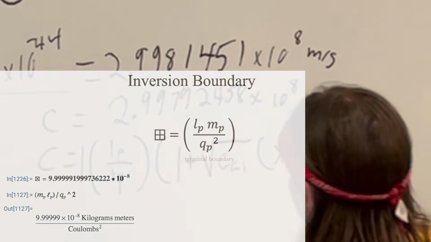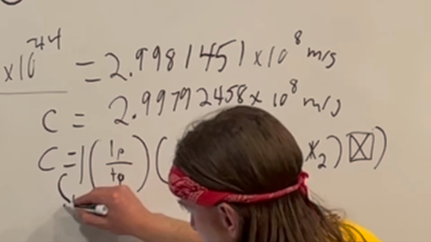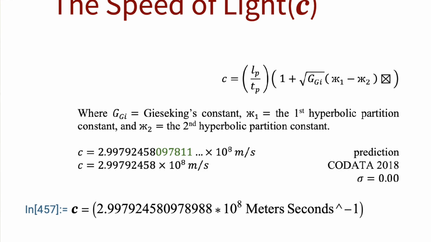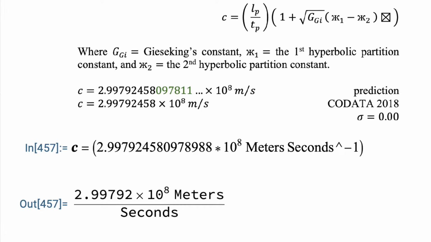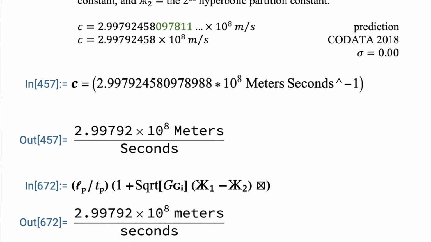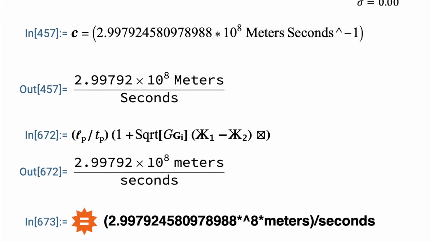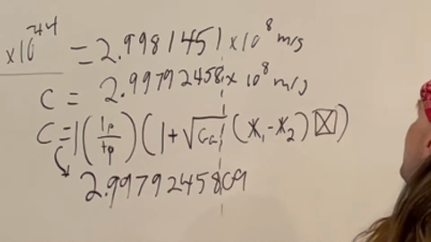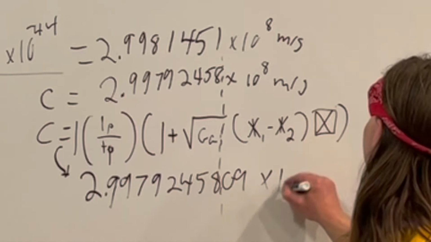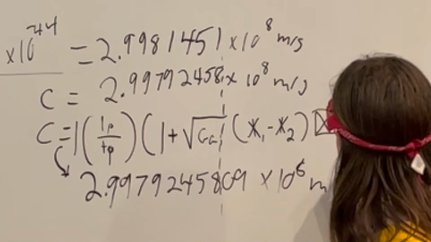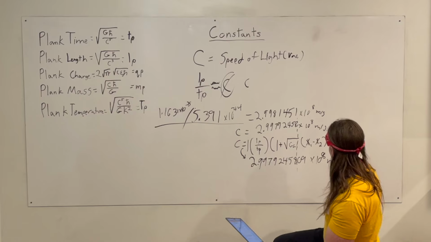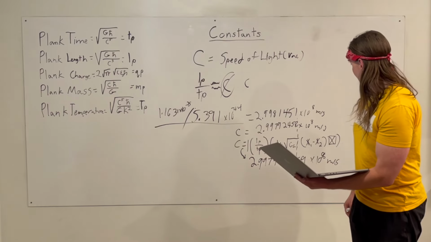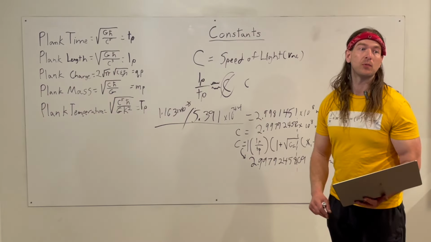Okay, and this guy ends up equaling out to 2.9979, 2, 4, 5, 8, 0, 9, and it keeps going. So basically, it looks like the same number. That's times 10 to the 8 meters per second. So aside from my messy handwriting, you'll have the notebook. You can verify there. It's a process that seems to work.